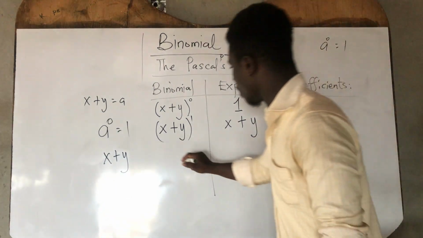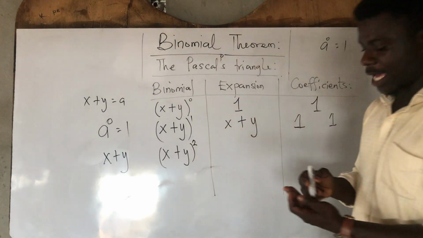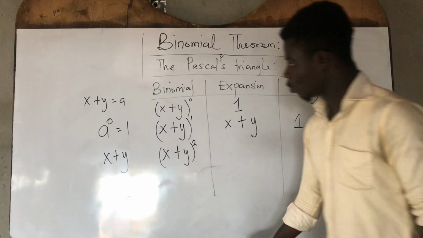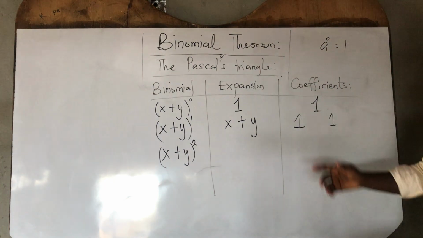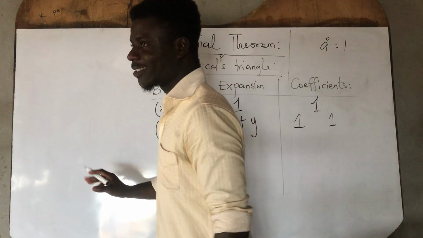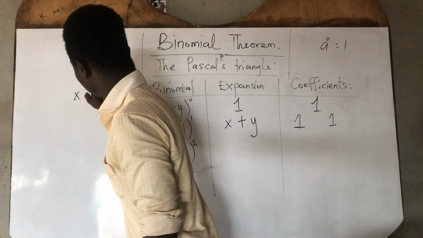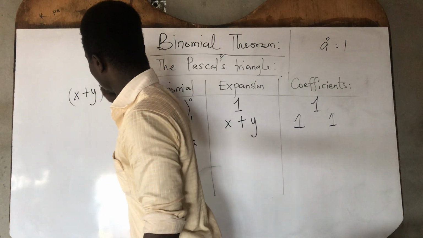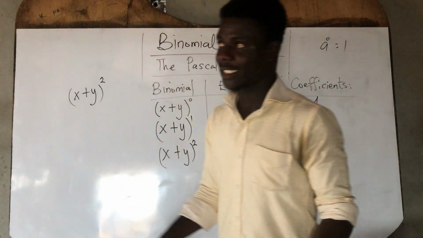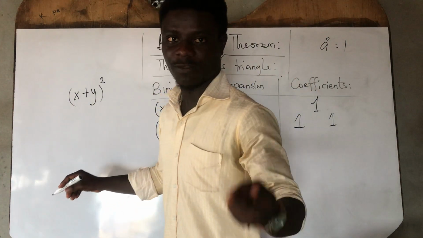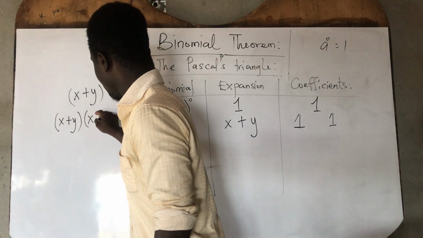Alright, so let's see the next one. That's x plus y to the power 2. How do we expand this? Take your time. Here, you can say that x plus y to the power 2, this 2 is affecting the bracket. It means that this bracket is appearing 2 consecutive times. So we get x plus y, another x plus y.